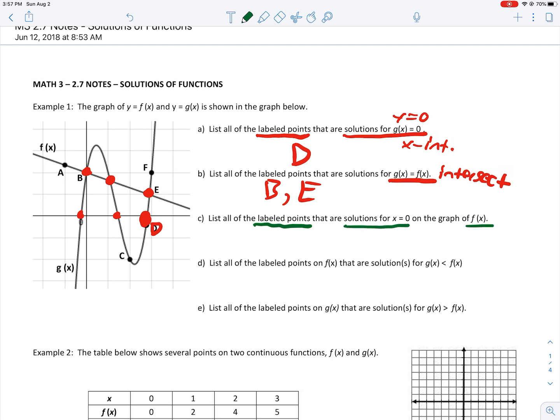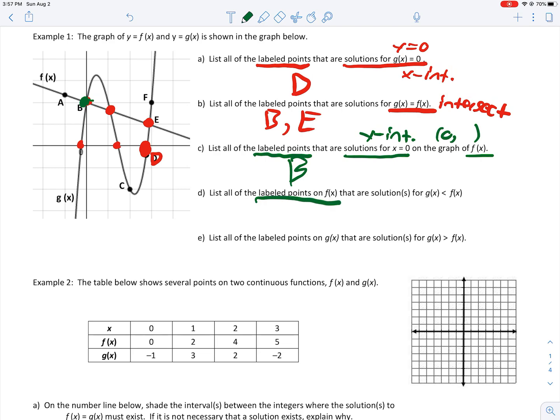Okay, C. List all the labeled points that are solutions to x equals 0 for f of x. So I'm looking at the line. X equals 0 means what is the y-intercept? Right? They're saying the x-coordinate is 0. So they're asking you what is the y-intercept of f of x? That would be right here at B.